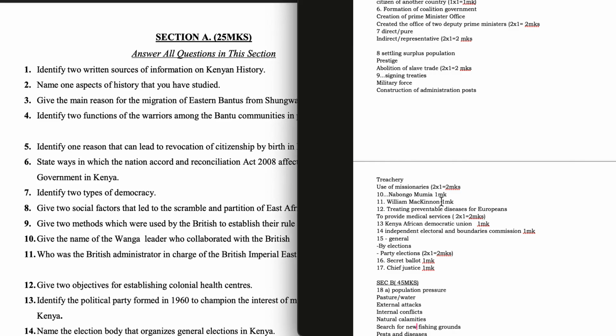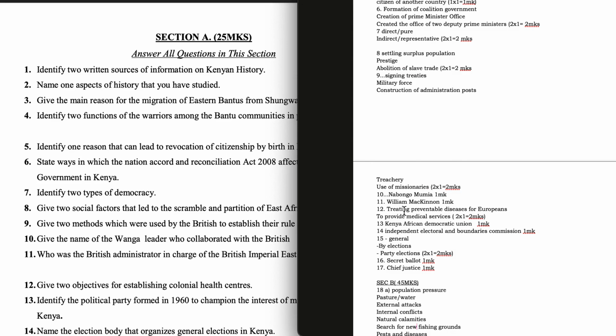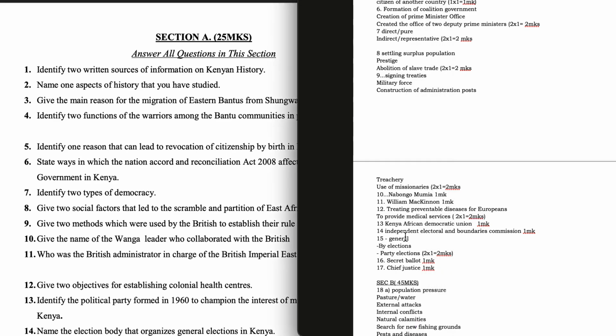Who was the head of the British Imperial East African Company? It was William Mackinnon. Give 2 objectives for establishing colonial health centers. Treating preventable diseases for Europeans and to provide medical services. Question 13. Identify the political party formed in 1960 to champion the interests of minority groups in Kenya. The Kenya African Democratic Union, KADU.